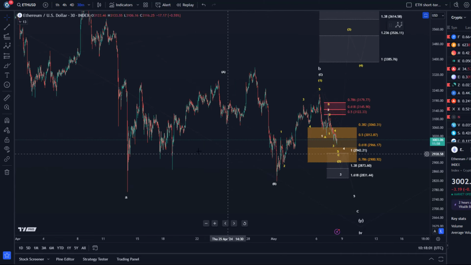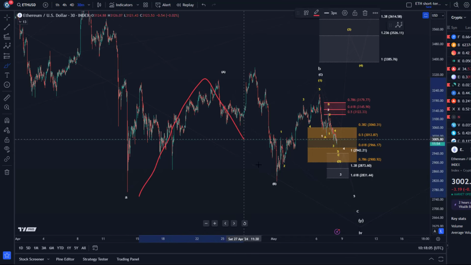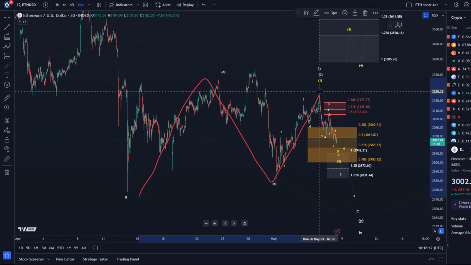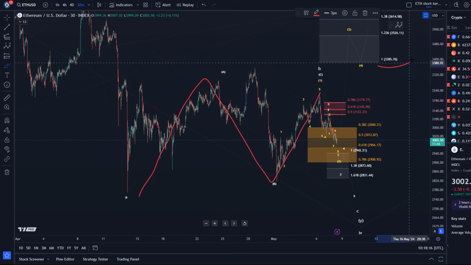Now, looking at the pattern, we can call this move up as possibly an ABC structure. The problem here on this chart is that this move to the upside looks quite short for a C wave compared to the length of the A wave. We didn't even get close to the 100% extension level. Actually, objectively, it looks more like the yellow count, okay? But still, it needs to be proven by the price holding above 2,900.